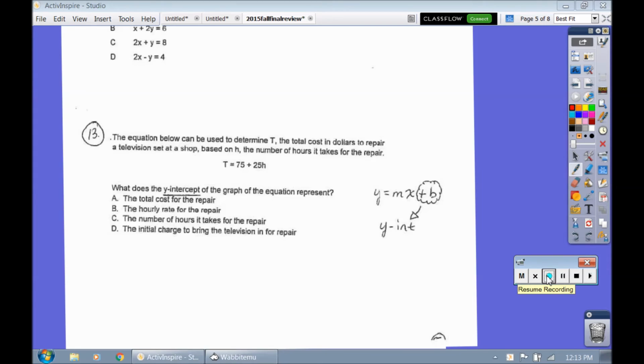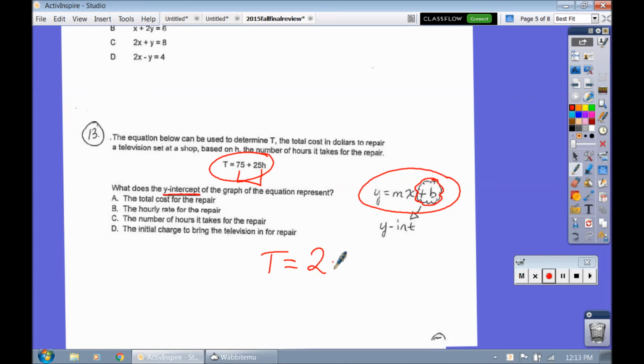The equation below can be used to determine T, the total cost in dollars to repair a television set at a shop, based upon H, the number of hours it takes. What's the y-intercept represent? What's the letter B? Be careful. The equation they give us, they've actually swapped mx plus b. They did b plus mx, so we're going to rewrite that. So what does 75 represent? Does it represent the total cost? No. T represents the total cost, not 75. 75 is part of the total cost.